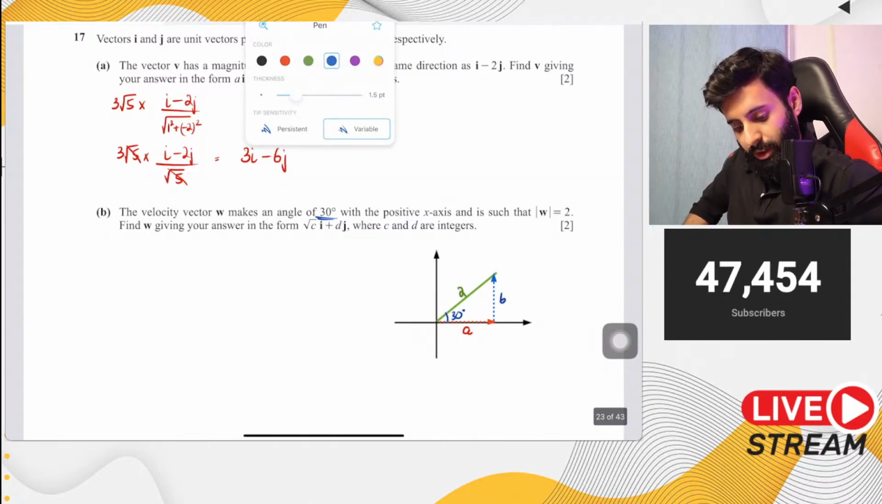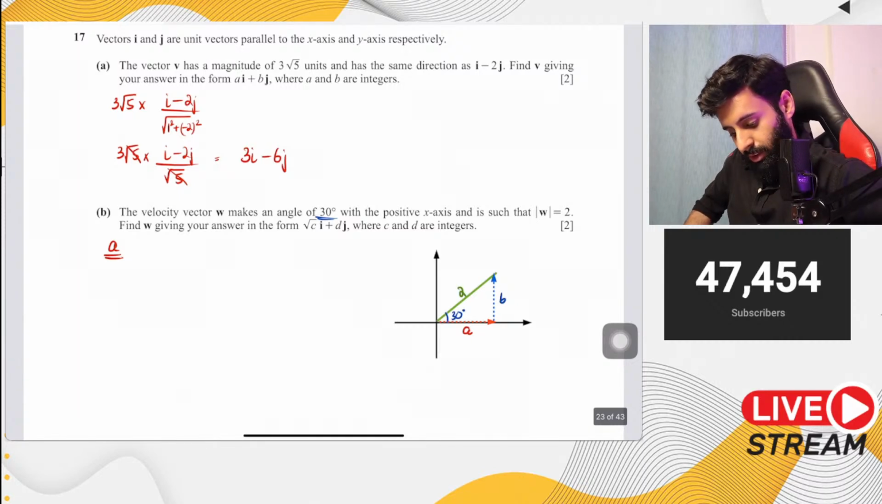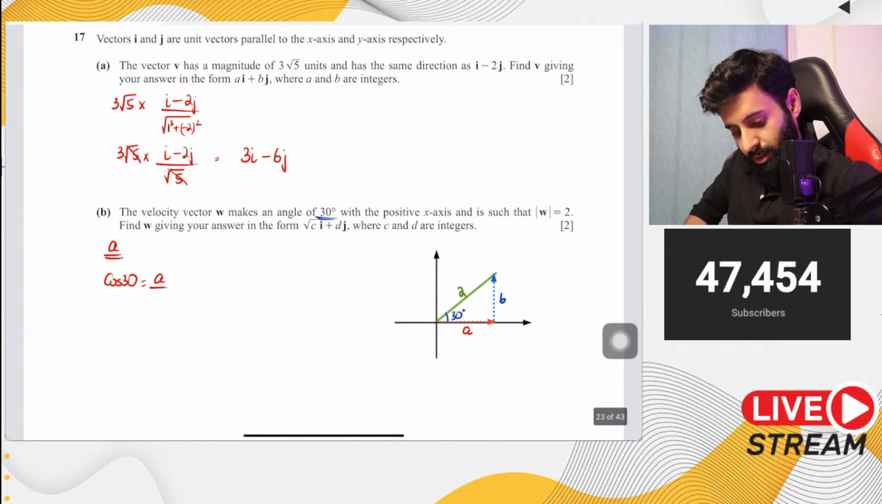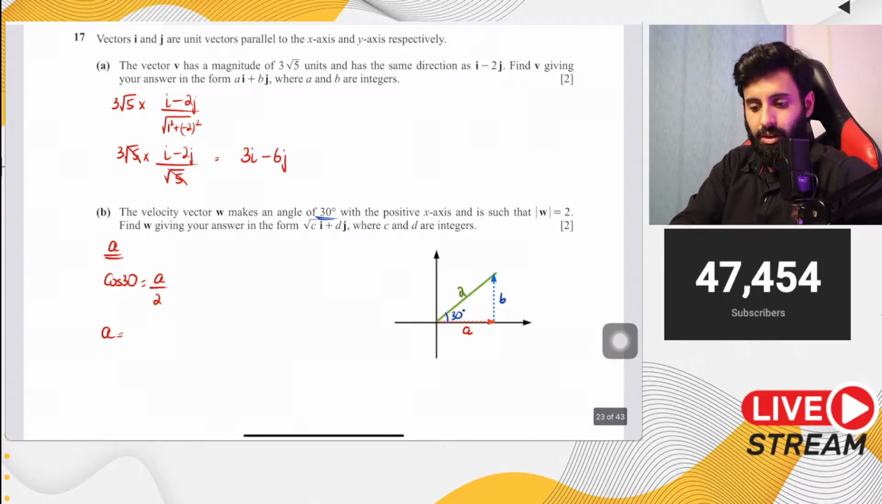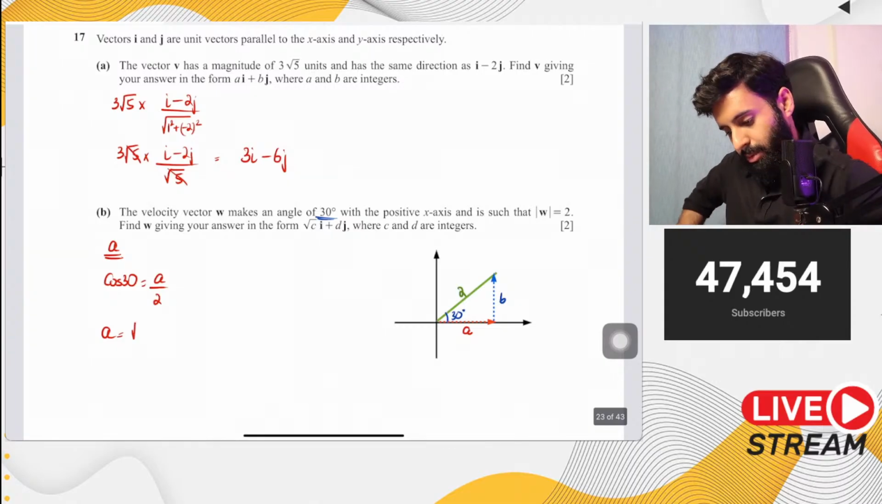Now let's do the working for a. For a, we will use cos. So cos 30 is equal to adjacent upon hypotenuse. So a is equal to 2 cos 30. Let's see what that is. 2 cos 30. Make sure your calculator is in degree mode for this one. So that's equal to root 3. That's what a is.